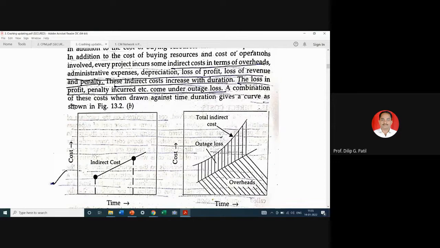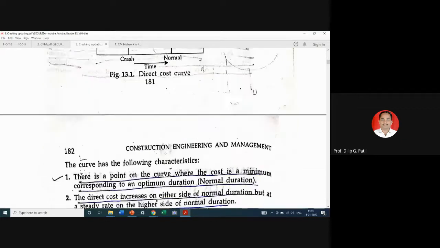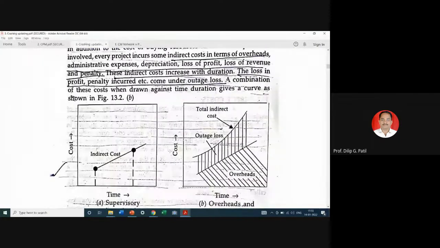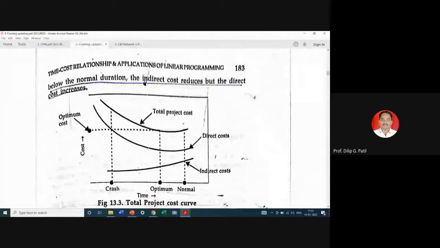You will notice here that if we reduce the project duration from normal duration to crash duration, there is an increase in the direct cost, and here you can see there is a decrease in the indirect cost. So we have to balance between these two costs like this.